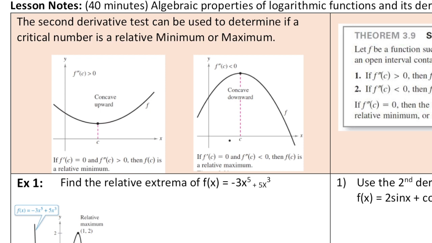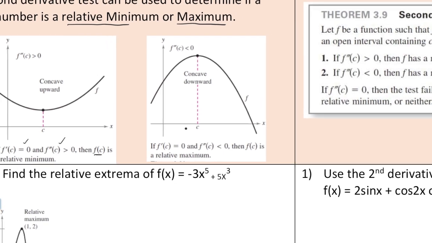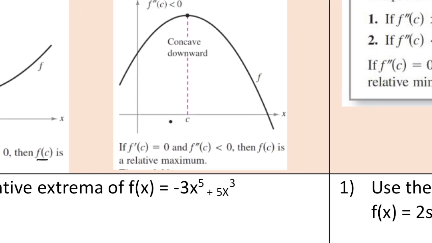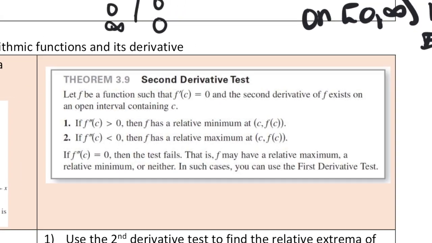Now this test can be used to determine whether your critical number is a relative min or a relative max over an interval. So if we know that the derivative is equal to 0 and the second derivative is positive, then your f at c, your value at c, must be a relative minimum. If we know that your derivative is 0 and your second derivative at that value is less than 0, then f of c is a relative maximum. This is your second derivative test.